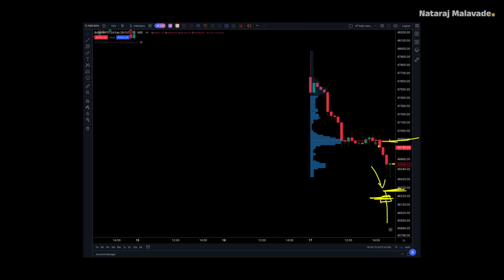Or suppose the market opens gap up. This is where we have the HVNs. Suppose the market opens somewhere around here, and if it attracts any kind of selling presence, and we get any candlestick pattern which shows negative momentum, then we can even short by immediately targeting the point of control. This is kind of a buy low, sell high setup that we can deploy for the next day.